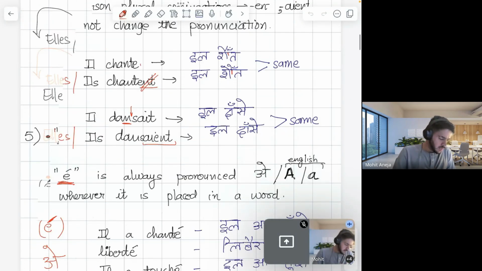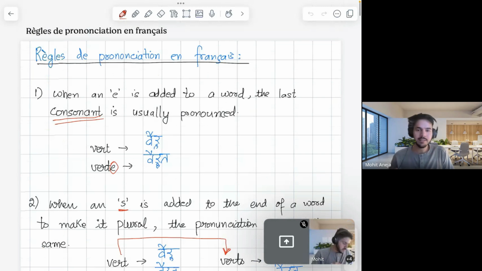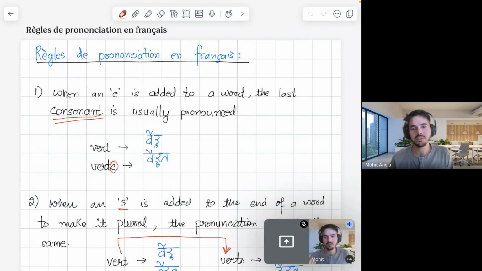All right. So, règles de prononciation en français. What does this mean? Règle means rules of pronunciation in French. Okay. So we're gonna do some basic rules. So the thing is, French does follow some rules, just like Hindi has matras, and basis the matras, we pronounce the words a certain way. Okay. So I'm gonna discuss a few basic rules.